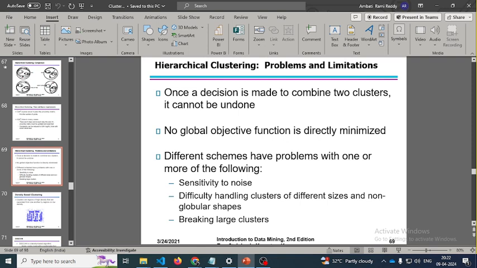Another problem is that no global objective function is directly minimized. And there are other problems also. Different schemes have problems with one or more of the following. Some may have sensitivity to noise, some may have difficulty handling clusters of different sizes and non-globular shapes, and some may break large clusters. So these are some problems and limitations present in hierarchical clustering.